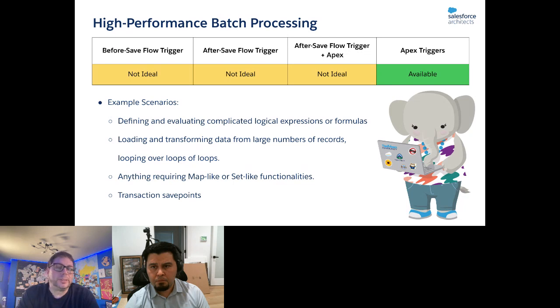And then Flow does not support the map data type. So if you have to do that, you would have to use Apex. And it also doesn't support transaction save points. So those are two scenarios where Apex is really your only option.